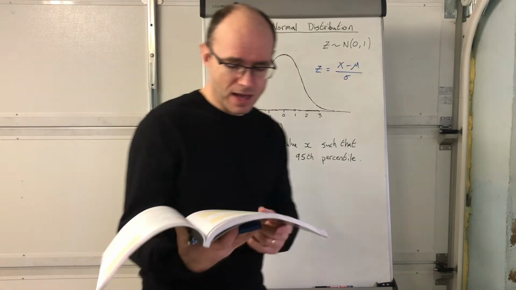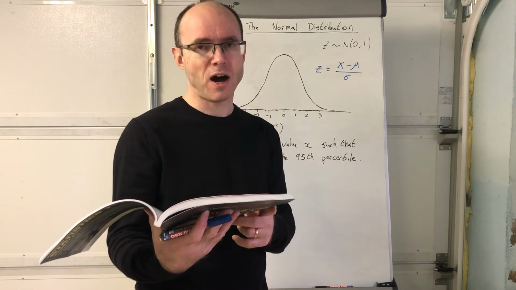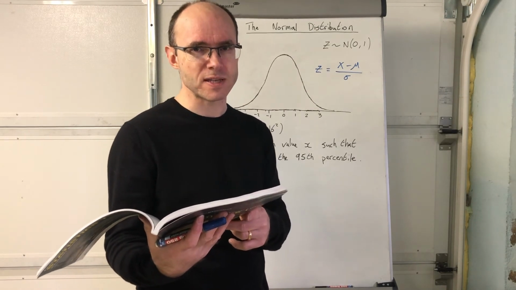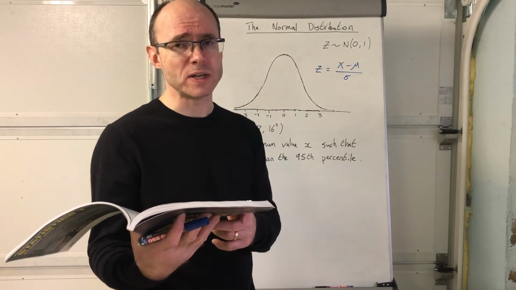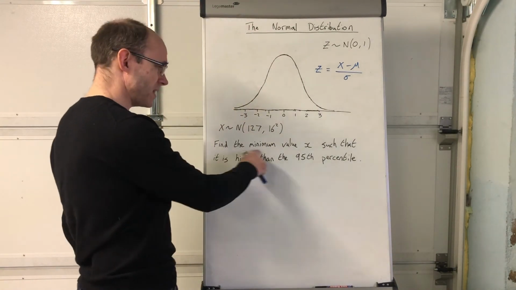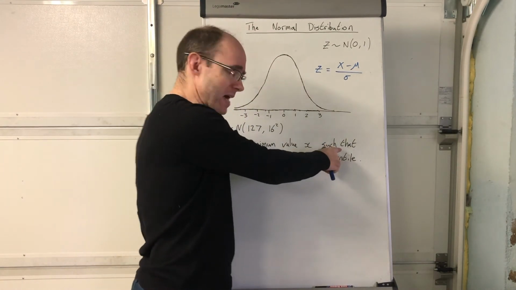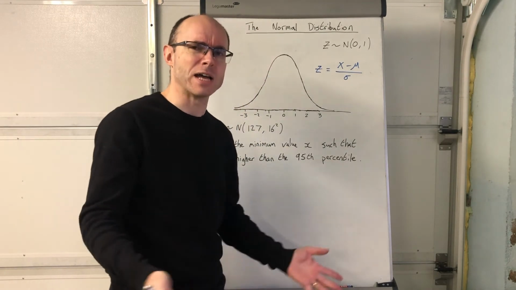Okay. A medical researcher wants to study adults with blood pressures higher than the 95th percentile. Find the minimum blood pressure for an adult included in the study. So I've summarised that as we need to find the minimum value of X such that it is higher than the 95th percentile. So how do we do that?